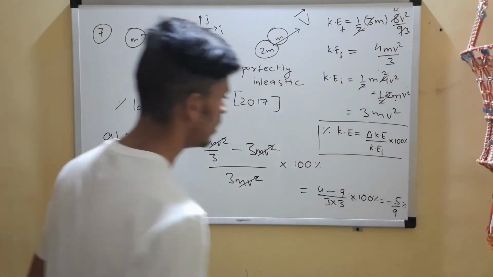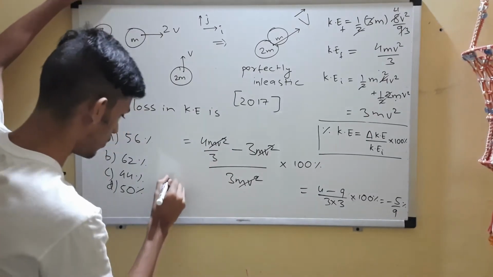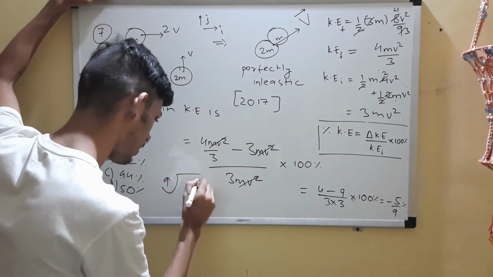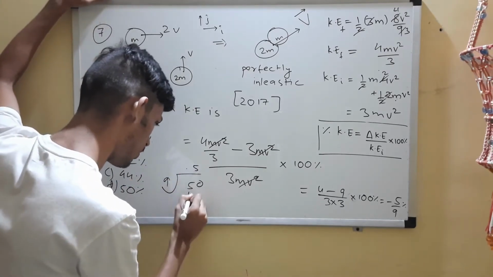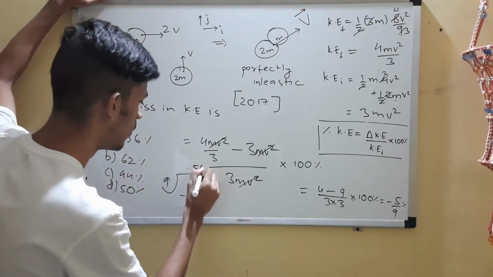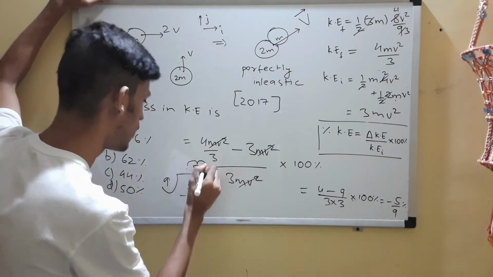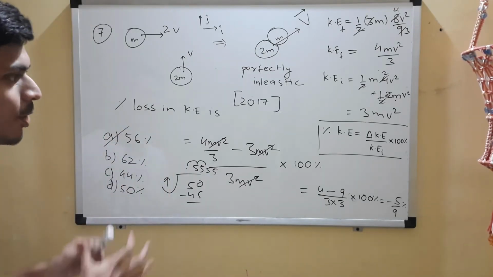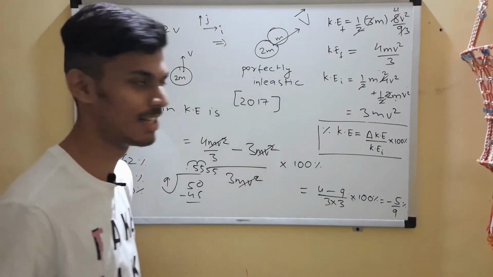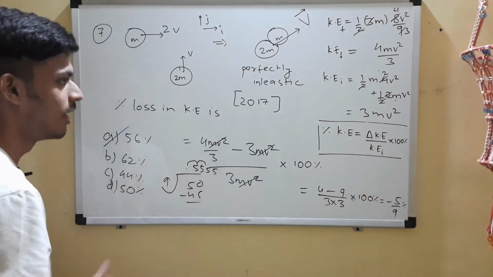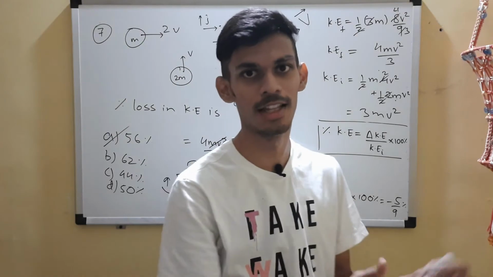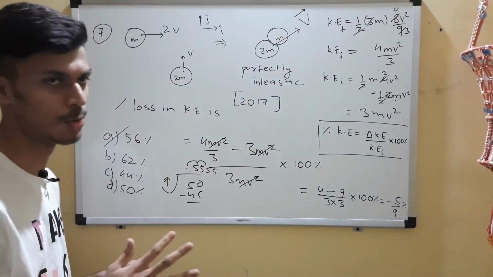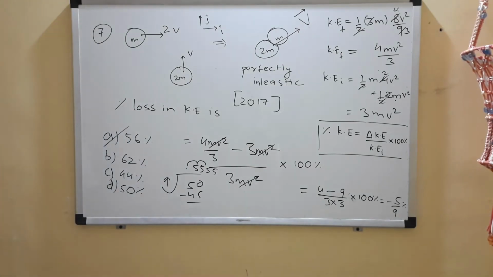Whatever percent we get, let's see. 5 by 9, I think it will be 55.55. So it is 55.55. We can round it up to 56. So it was a good question from 2017. I hope the idea is clear. You can rewind the video and watch it again if this question is not clear to you. Now let's move to the next question.